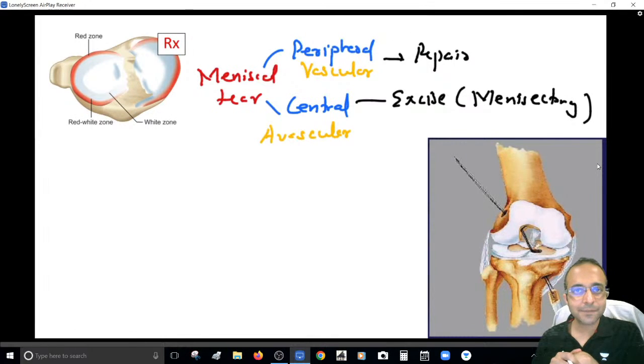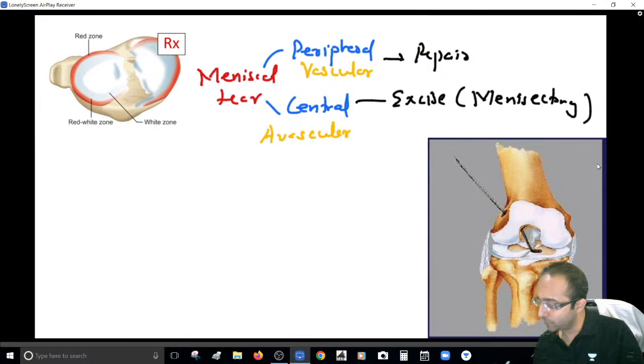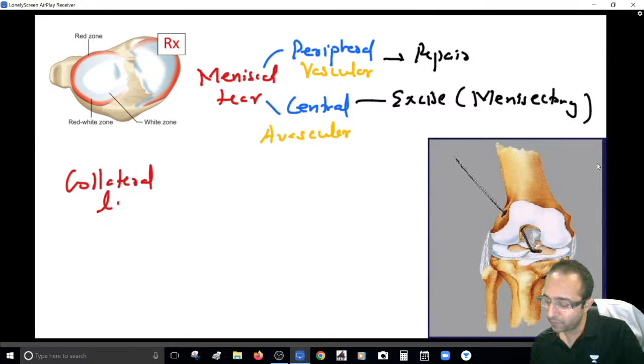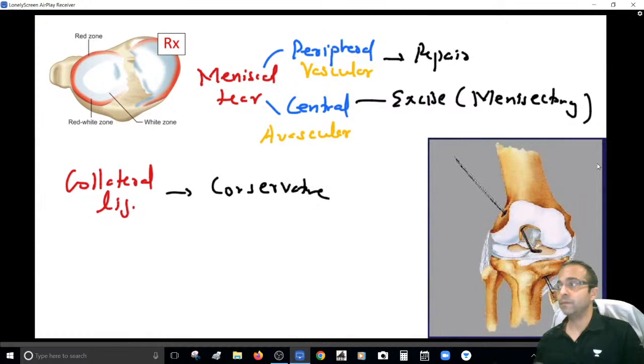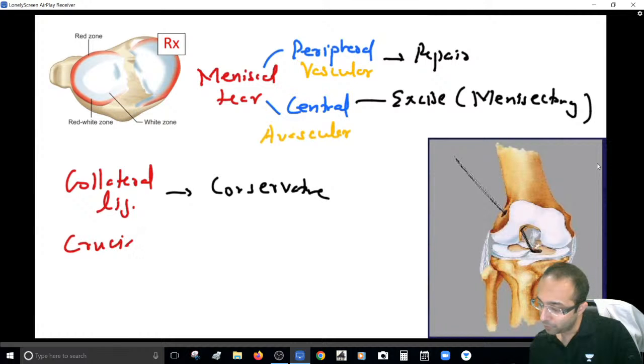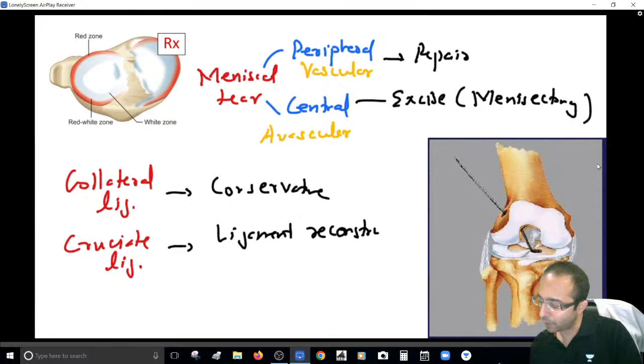Clear with that, guys? Simultaneously, I would just like to tell you about other ligaments also. Just in case you're dealing with isolated collateral ligament tears, this is where you can speak of treatment being conservative. Clear there? So conservative for collaterals, they heal. And just in case you're dealing with tears of the cruciate ligament like ACL or PCL, what you have to do over here is ligament reconstruction.